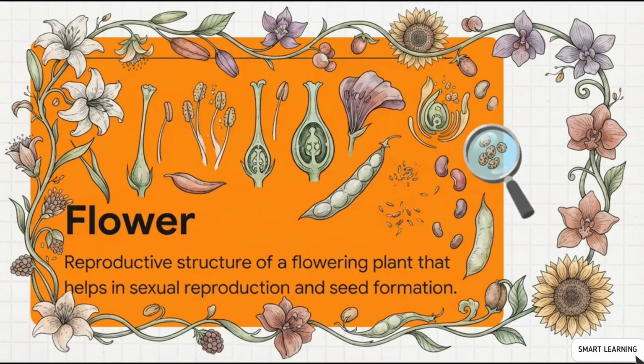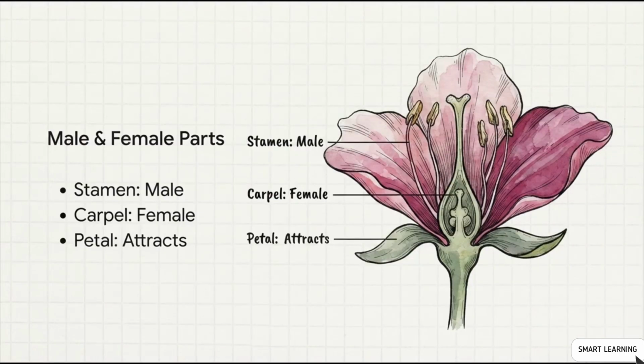Just to ground us, a flower is defined as the reproductive structure of a flowering plant that helps in sexual reproduction and seed formation. That means every single petal, every stalk, it all serves this one ultimate goal, producing seeds to make sure plant life continues. Now, a typical flower is made up of some highly specialized parts. First, you've got your protectors and attractors. The sepal protects the bud before it even opens, and those brightly colored petals act like giant neon signs to attract pollinators. But the real magic, the actual machinery, is in the reproductive organs.